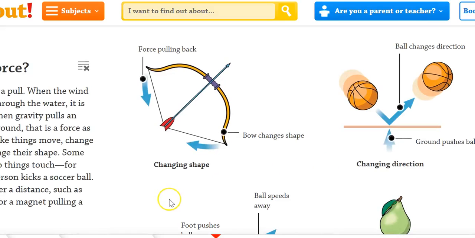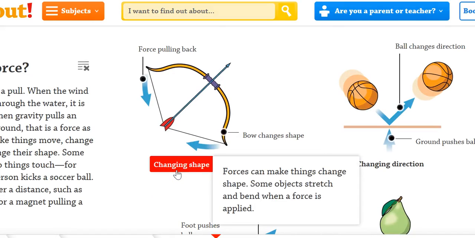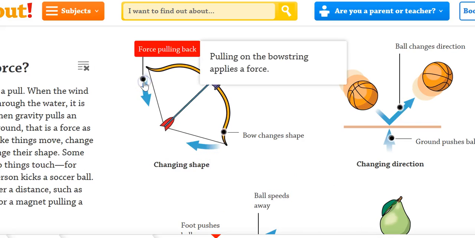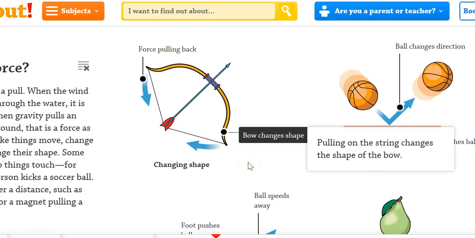So, forces can change the shape of an object. Forces can make things change shape. Some objects stretch and bend when a force is applied. For example, with this bow and arrow, pulling on the bowstring applies a force, and pulling on the string changes the shape of the bow.